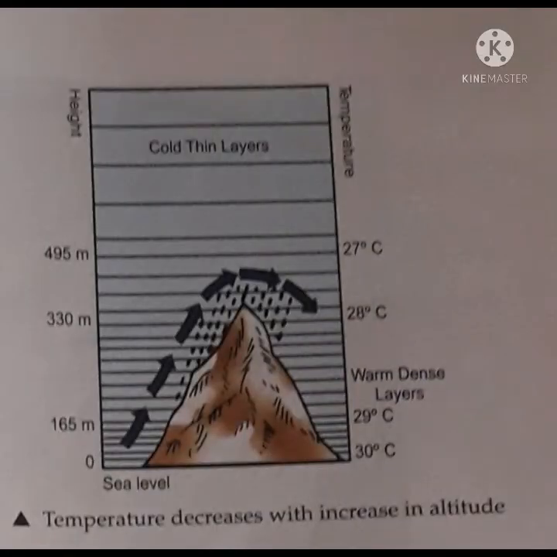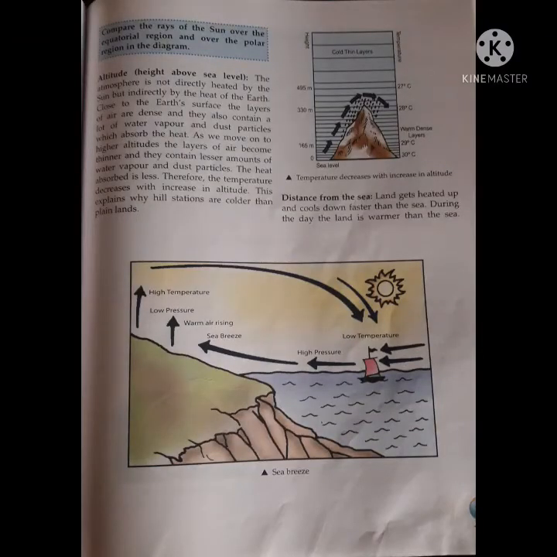And as we move to higher altitudes, the layers of air become thinner and they contain lesser amounts of water vapor and dust particles. That is why the heat absorbed is less. That is why the temperature decreases with increase in altitude. And this is the reason that hill stations are colder than plainlands.